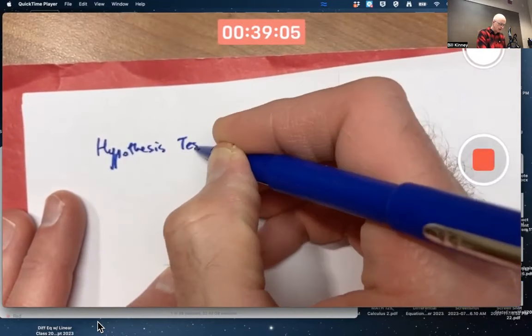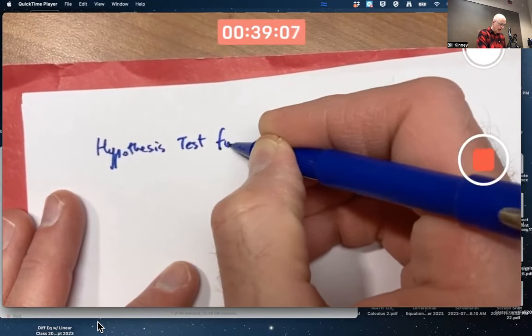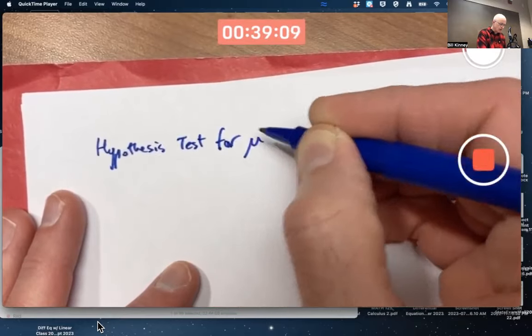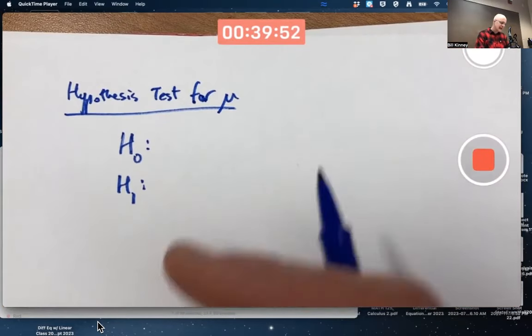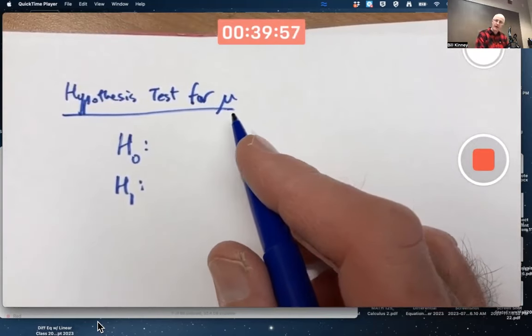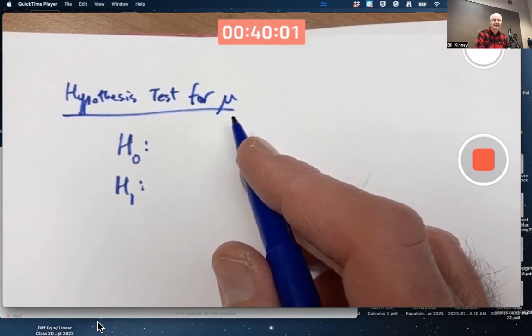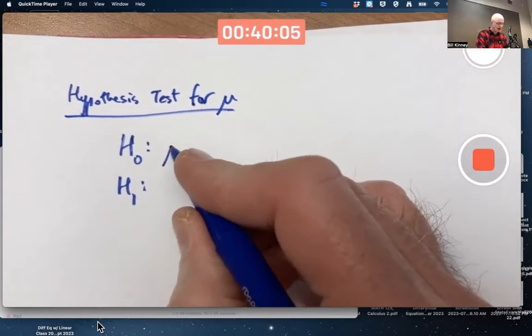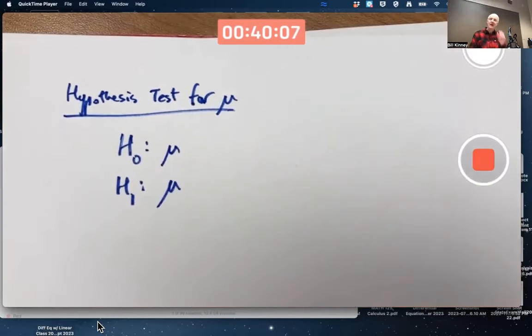Hypothesis test for a mean, or on a mean, for mu. We're testing a mean mu, a population mean. That's a parameter, a population parameter, mu, not a statistic. The null and alternative hypotheses are in terms of mu.